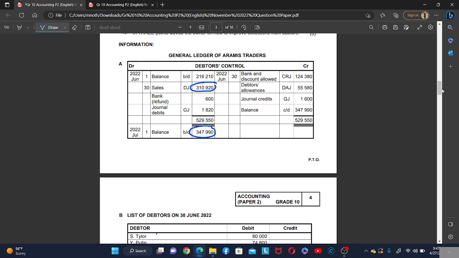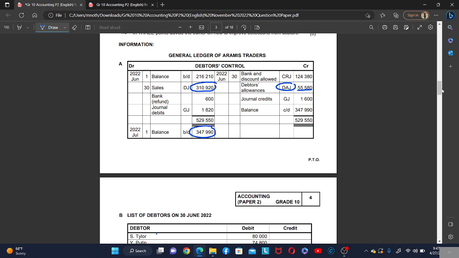Or maybe there is some data in the debtors allowances journal. Maybe a debtor returned the goods, but then a transaction was not recorded. So that means that transaction is not recorded here, and now we must come and record it here.